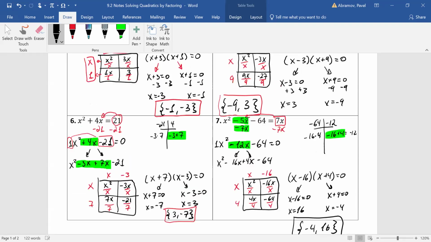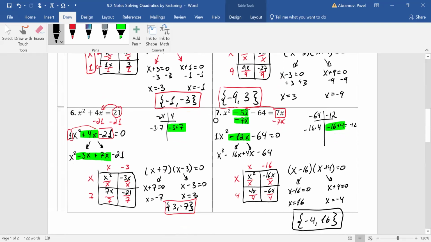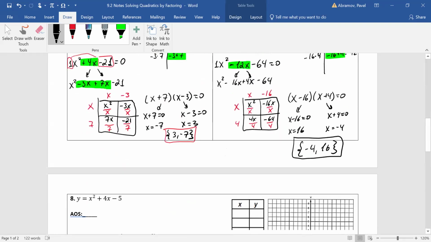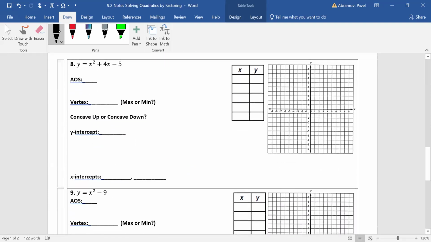All right, so these are your examples on how to solve quadratic equations by factoring. But now let's see how we can use it to help us graph quadratic functions. So we have the equation y equals x squared plus 4x minus 5.